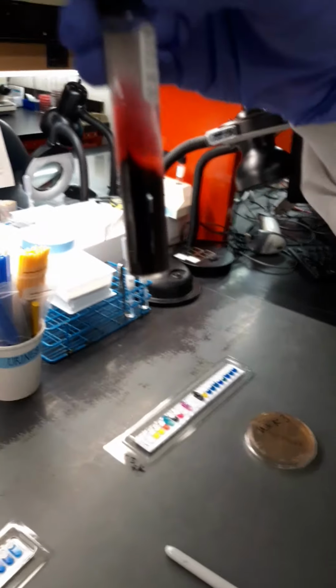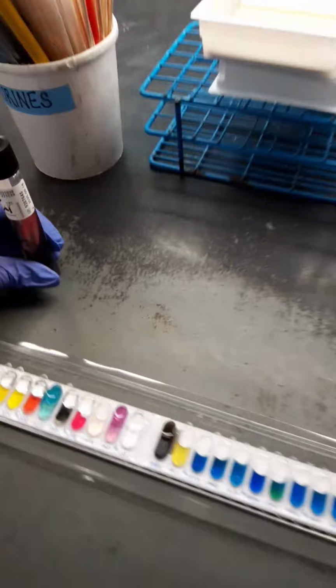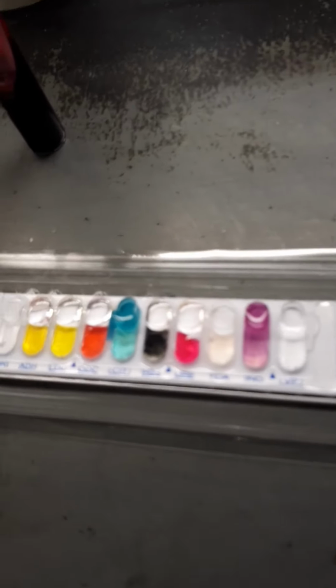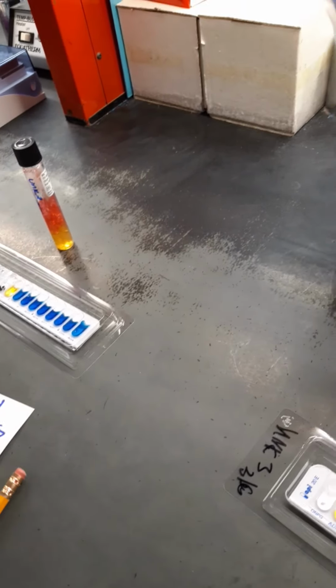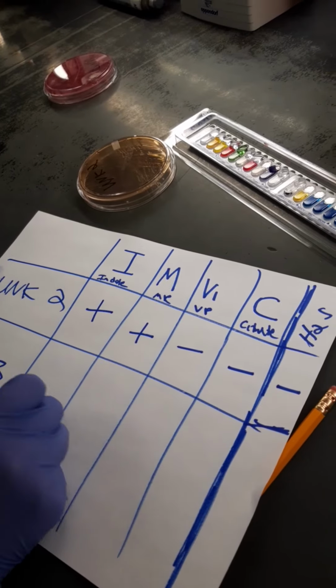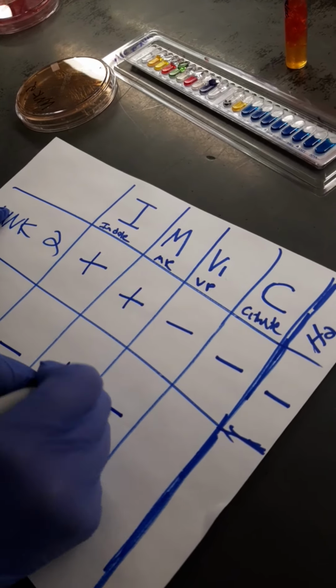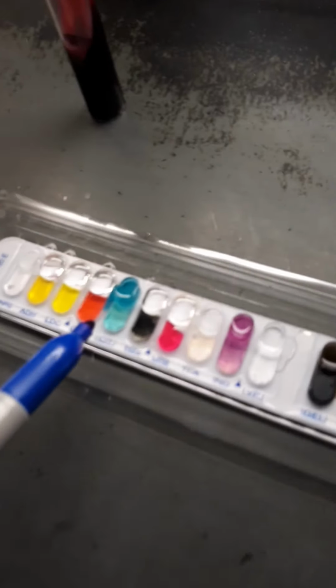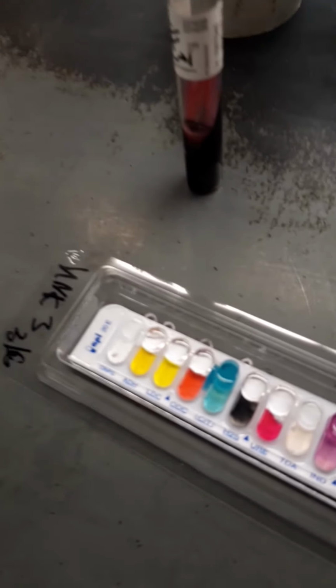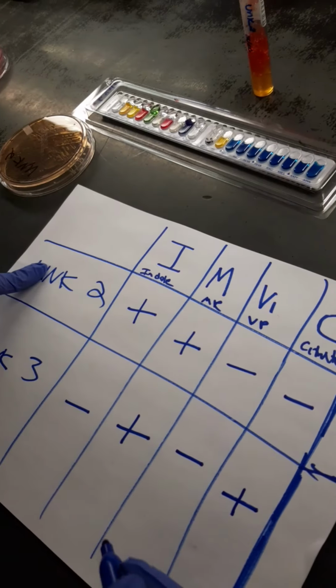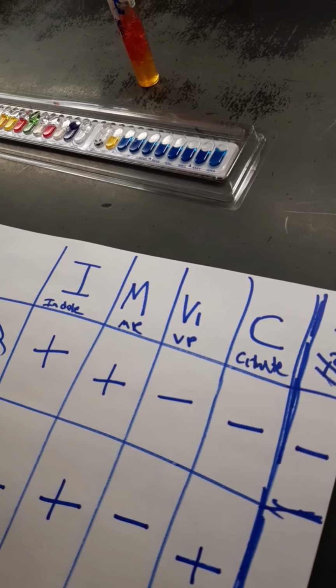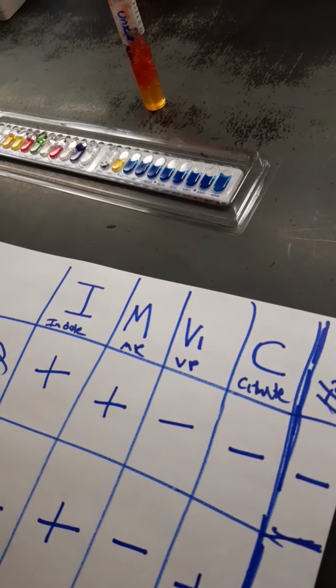All right? Now we go to the API, and we're going to look at the IMVIC for this one. So is the indole positive or negative? It's not blue. So Liz is going to put that the indole is negative. The VP is negative, so she's going to put negative, and that means methyl red positive. And now she's going to go to the citrate. Beautiful blue. Okay, our IMVIC is minus, plus, minus, plus for unknown 3, and your unknown 2 was plus, plus, negative, negative. So you would look that up in the chart and it would give you an idea what the bug is.